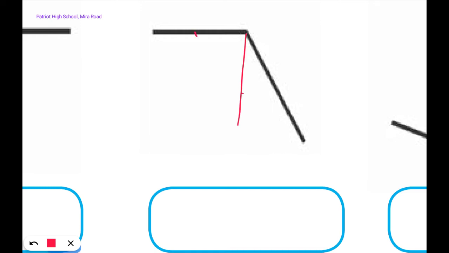This line with this line will form a right angle, but this line is bigger than the right angle, making a bigger angle than a right angle. So it is an obtuse angle.